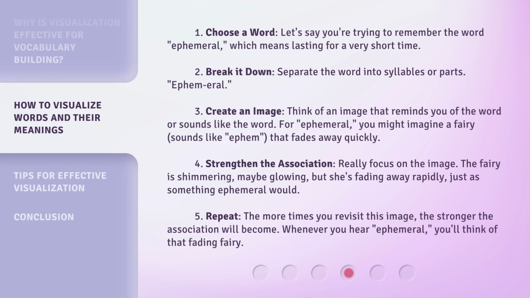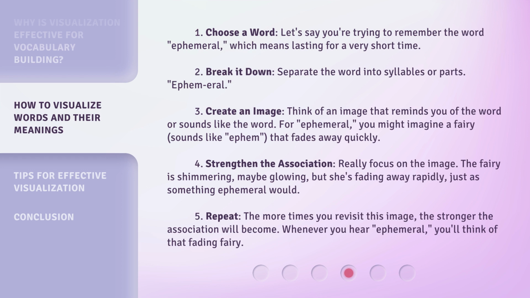1. Choose a word. Let's say you're trying to remember the word ephemeral, which means lasting for a very short time. 2. Break it down. Separate the word into syllables or parts: ephemeral. 3. Create an image. Think of an image that reminds you of the word or sounds like the word. For ephemeral, you might imagine a fairy, sounds like ephem, that fades away quickly.